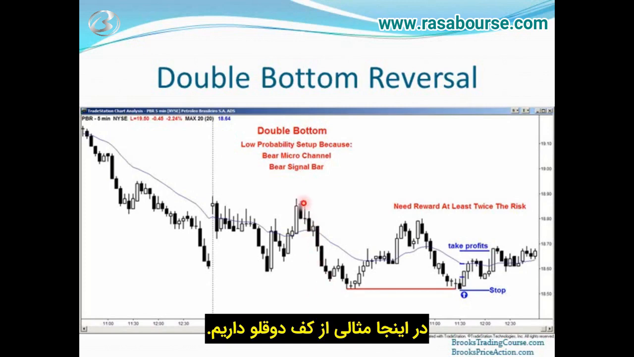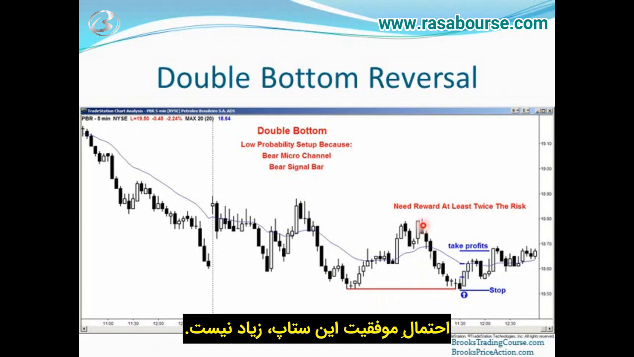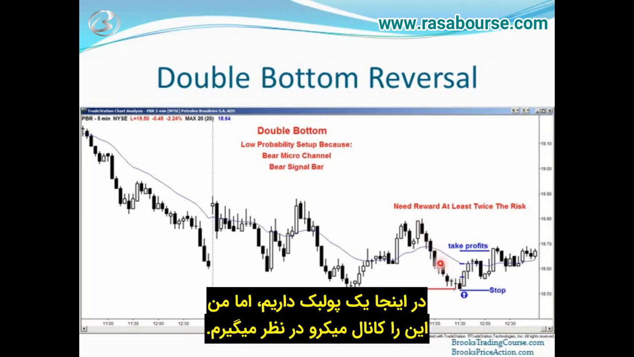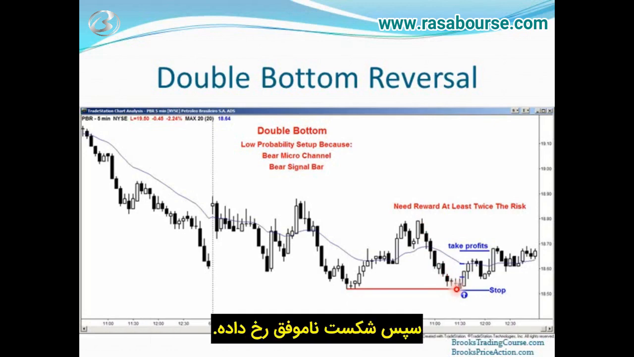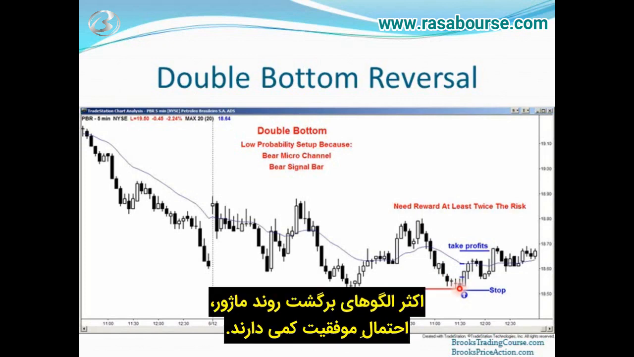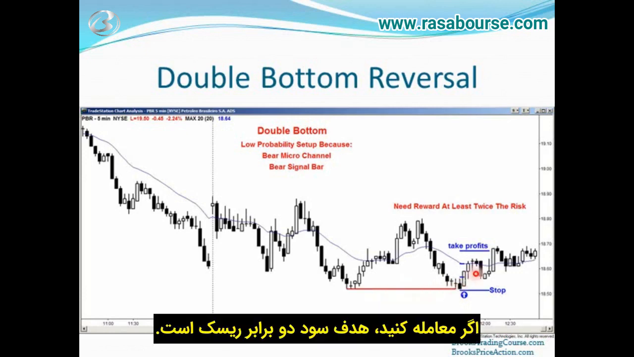Here's an example of a double bottom. It's not a high probability setup because we have a pretty tight bear microchannel. We have a pullback here, but I would still call this a microchannel, and possible one bar final flag here, and then a final flag failure, but the signal bar is not all that good. A lot of major trend reversals have low probability, and this is an example of a low probability setup.